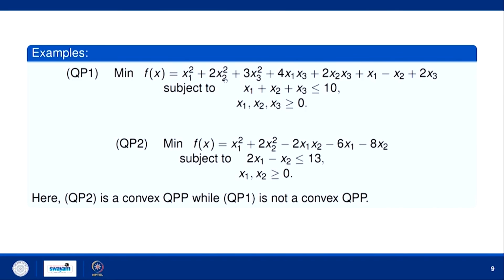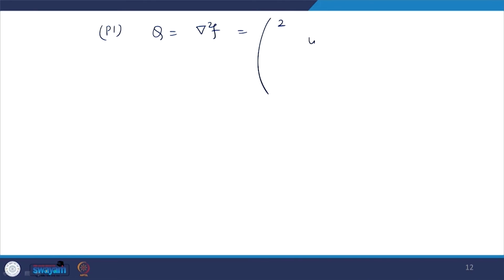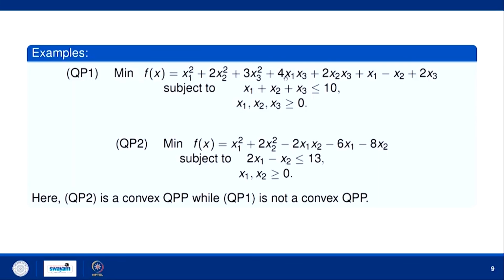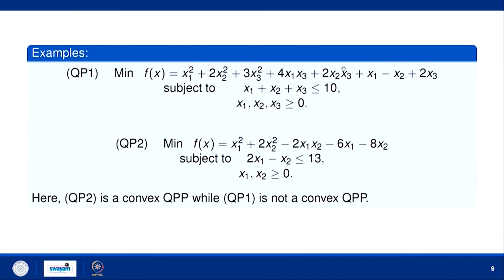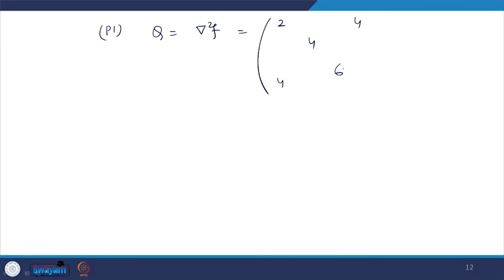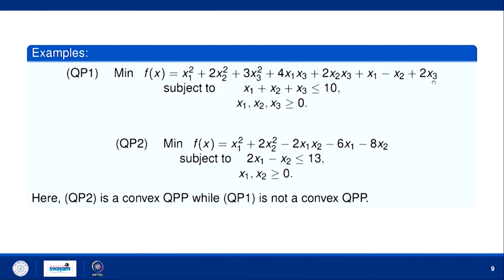What is the Hessian matrix here? Diagonal elements will be 2, 4, 6. And for 4 x1 x3, 4 will come here and 4 will come here. Then for 2 x2 x3, 2 will come here and 2 will come here. This is 0, since x1 x2 is 0, okay, because the other part is linear. So, the Hessian will be 0 there, and from x1 x3 and x2 x3 only these terms will be there.